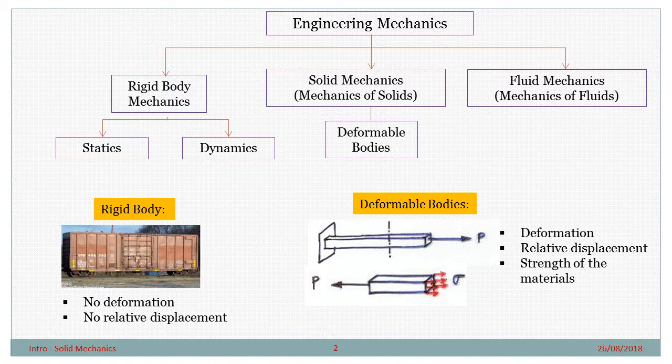Whereas a simple example for the deformable body is a bar attached to the wall, or a structure which is clamped at one end and the load being applied to the other end. Here you see the reaction force which is being developed at the point where it is attached to the wall and the internal stresses developed.